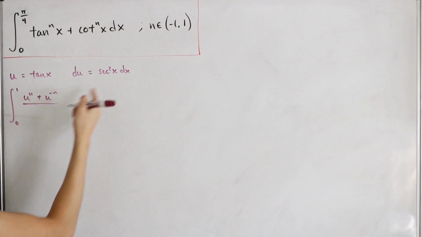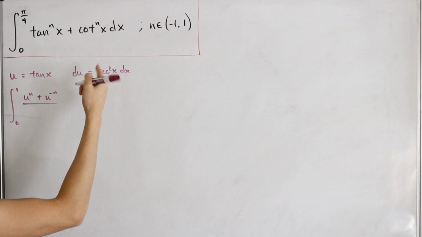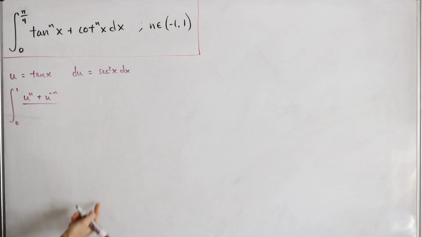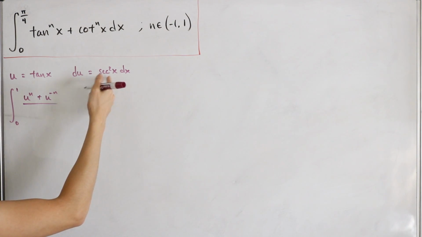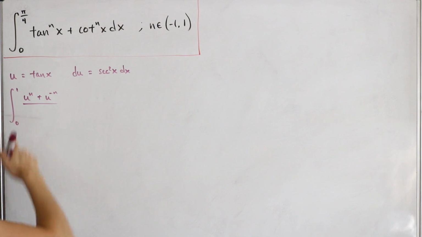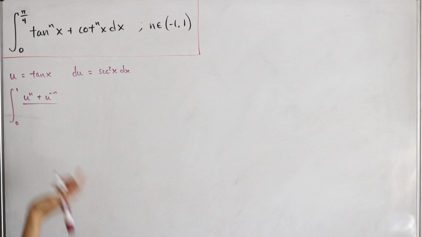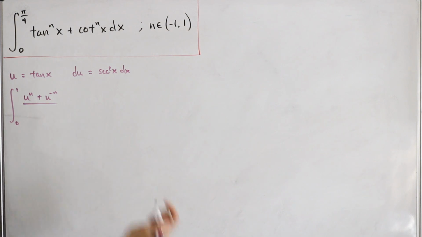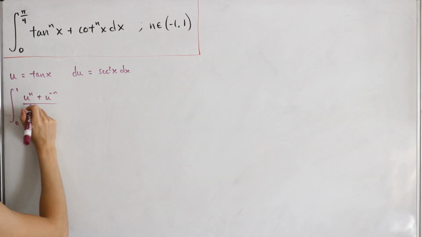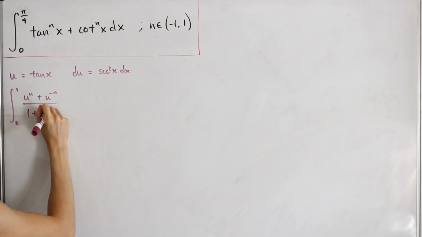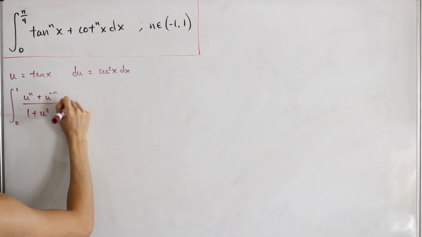And then don't forget, I have our du substitution, our differential that we have to substitute. So what I can do is divide by secant squared x on both sides, and then we have du divided by secant squared x. In other words, that's the same thing for the denominator as 1 plus tangent squared of x, which can be written as 1 plus u squared. And so we have du.